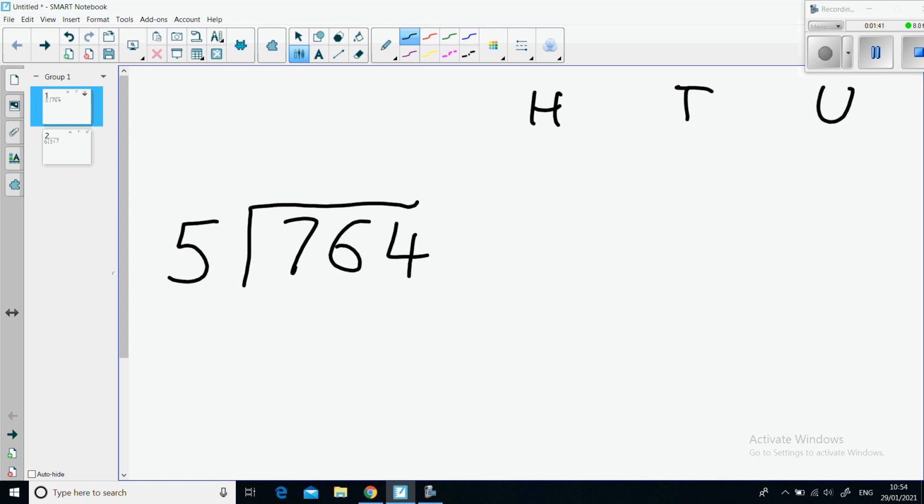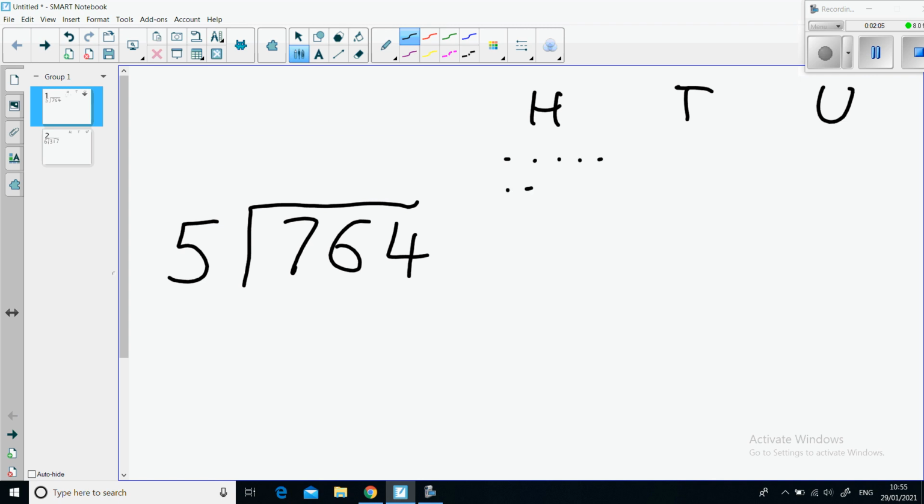The very first thing I'm going to do is, as you can see here, I've got my hundreds, my tens, and my units on the right hand side of the screen, and I'm going to draw them out just to help me. We'll start with the hundreds. How many hundreds have we got? We just need to look in our number and look in our hundreds column. And of course, there are 7 hundreds. So I'm going to draw 1, 2, 3, 4, 5, 6, 7.